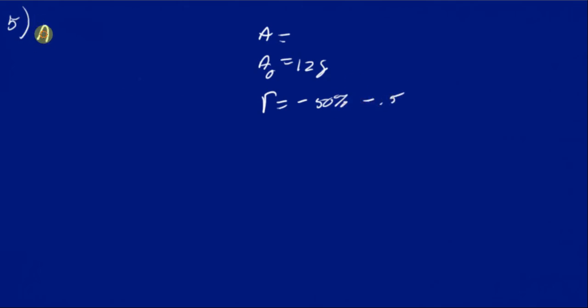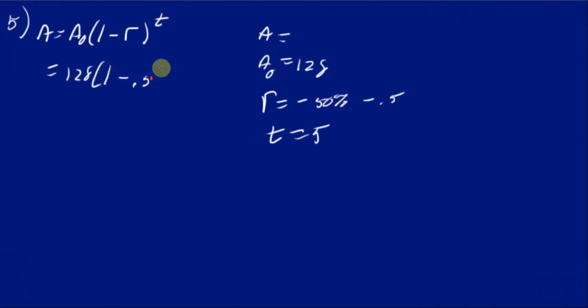So my formula here, A is equal to A sub 0 times 1 plus R. In this case, it's minus R raised to the T because we're dealing with this reduction. And I believe they're going to play 5 rounds, and we want to know how many people are left. 128 times 1 minus 0.5 raised to the 5th power. And you're down at 4 people.